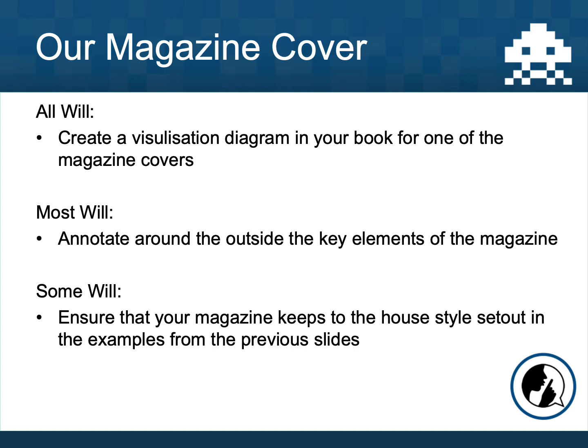So I'd now like you to create a visualization diagram in your book for one of the magazine covers. It's really important that your visualization diagram for the time being is hand drawn. It doesn't need to be artistic, but it does need to be neat. That means drawn with a pencil and drawn with a ruler. Around the outside, you need to label the key elements of the magazine. You need to label what are the key parts that you're including, looking back at the visualization diagram from earlier.